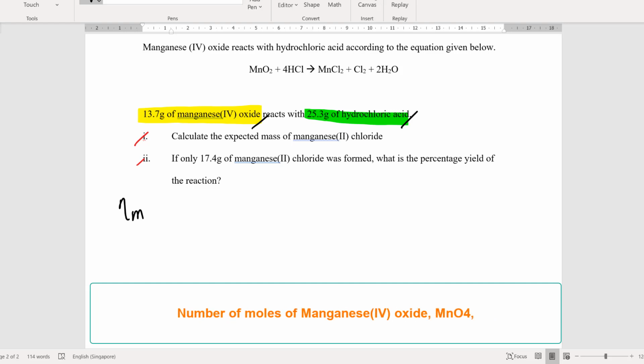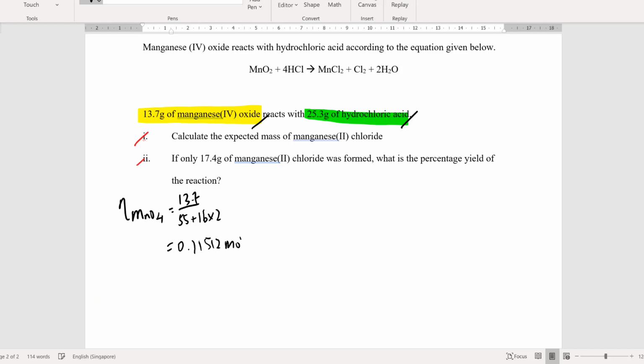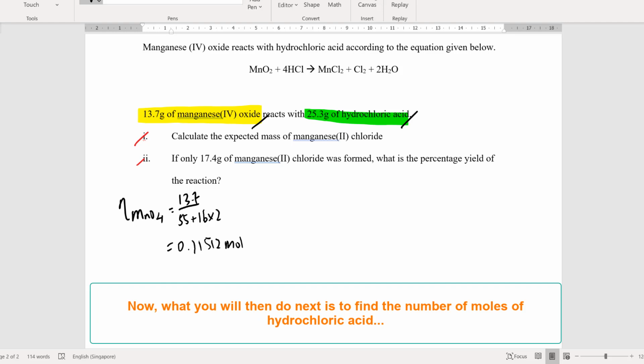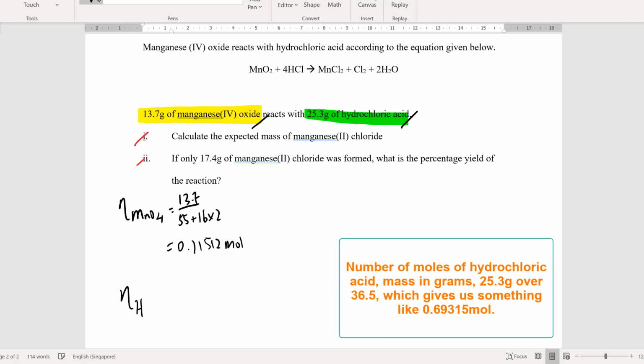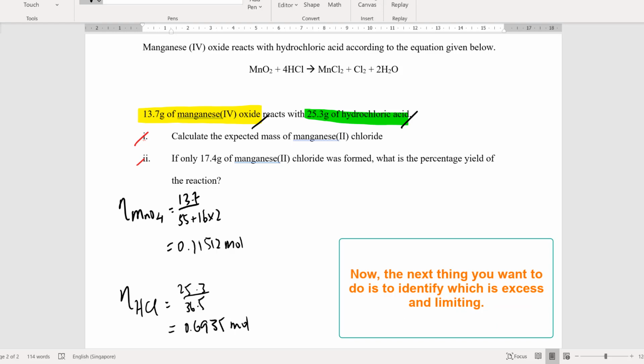The number of moles of manganese oxide, MnO2, is mass in grams over Mr, so 55 plus 16 times 2. And this gets you something like 0.11512 mole. Next, find the number of moles of hydrochloric acid: mass in grams, 25.3, over 36.5, which gives us something like 0.6935 moles.